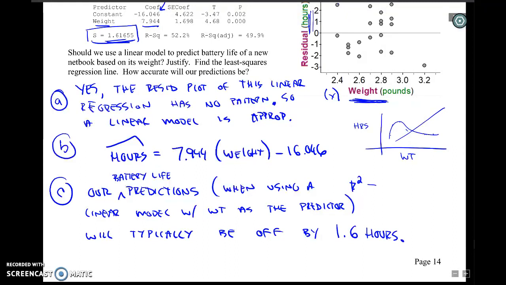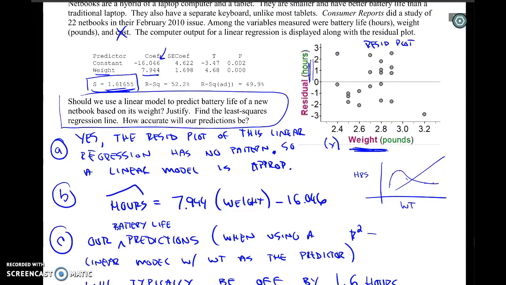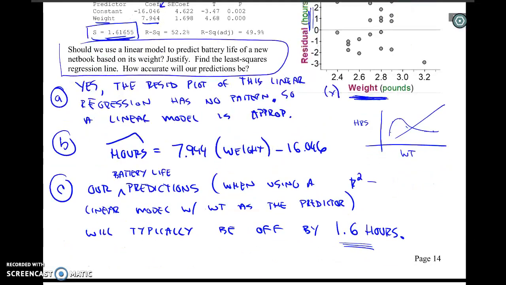So when we use our weight to predict the battery life, our battery life predictions are typically going to be off from the actual by about 1.6 hours. Sometimes it'll be more, sometimes it'll be less. Okay, so I think that's how we use computer output. Didn't notice I didn't have to do anything on the calculator. It's all just interpretation. That's kind of how the questions on the AP test are. All right.